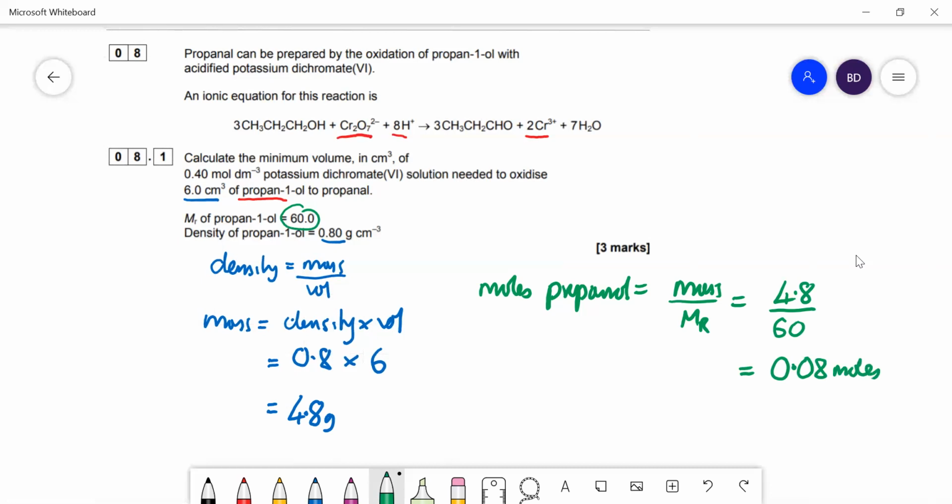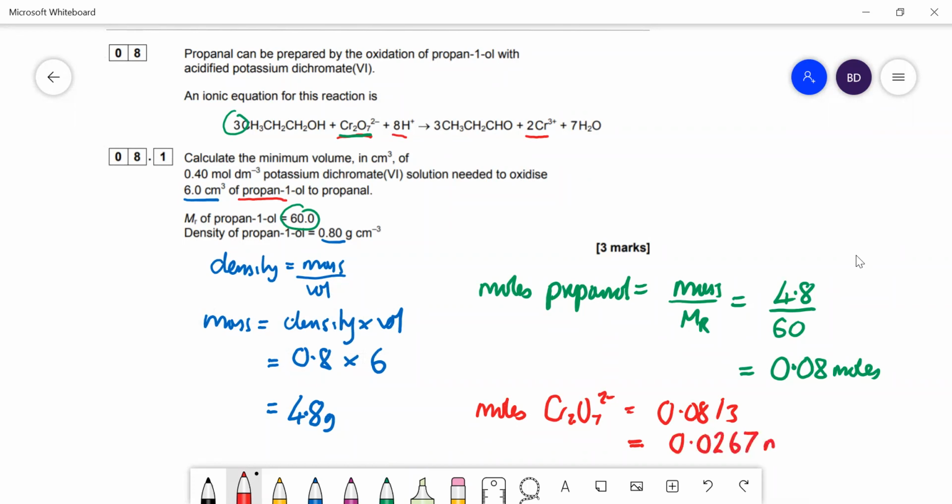Okay, now let's look at the equation. We need to say how many moles of dichromate solution do we need for that. Right, so 3 moles of propanol only need 1 mole of dichromate. So our moles of dichromate then we need is that divided by 3. Moles of the dichromate: 0.08 over 3, which is equal to 0.0267 moles of dichromate.